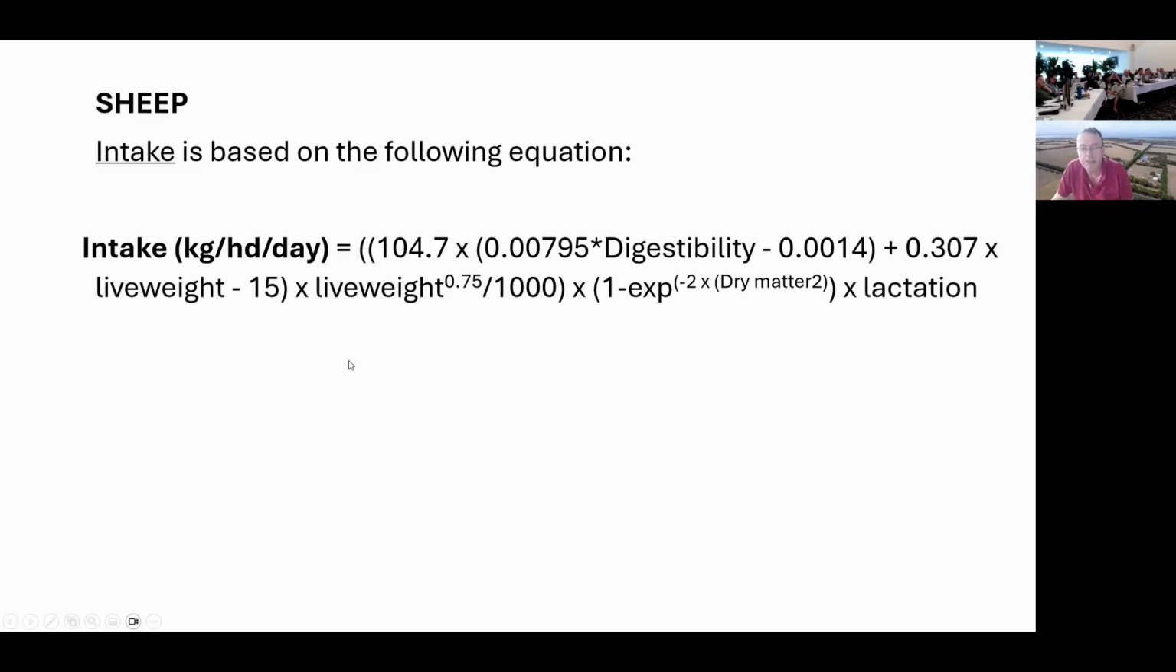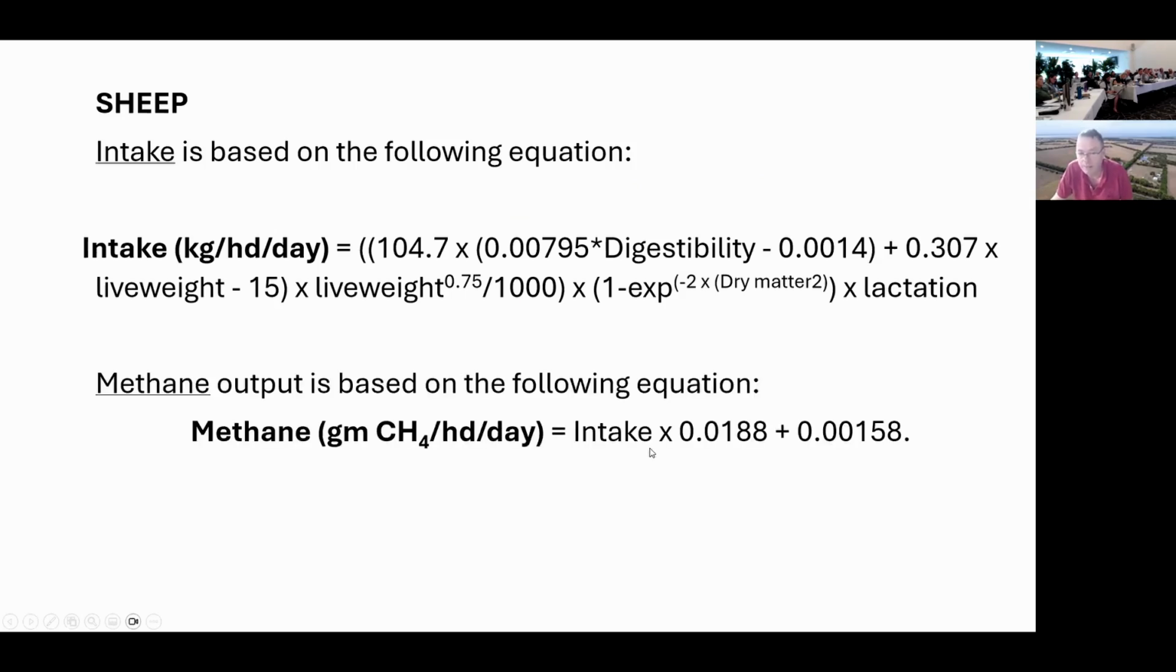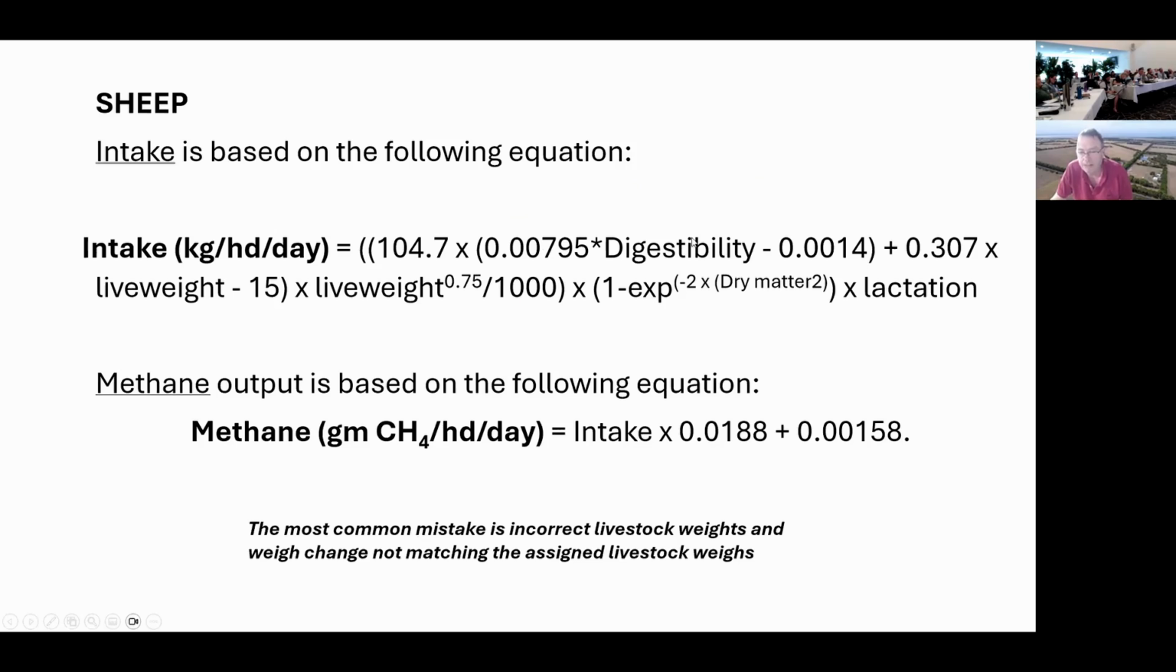The sheep one's a bit different, but it's a similar principle: it calculates an intake value, but in this case it works on digestibility as well as live weight of the animal. So quality of feed becomes important with the sheep one, as does quantity of feed, where it doesn't in the cattle one. And your methane is based on a slightly different equation that gives you the amount of methane that you produce. And so getting these numbers wrong again makes a big difference.